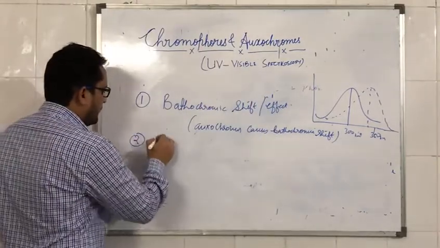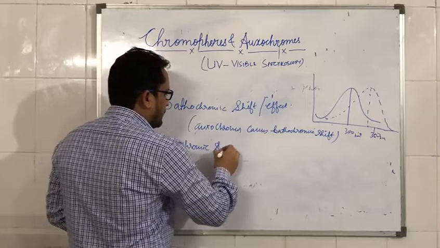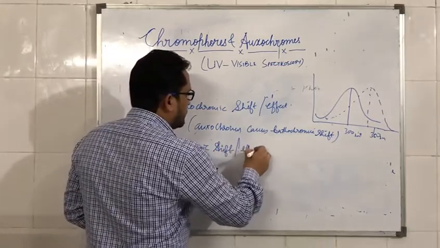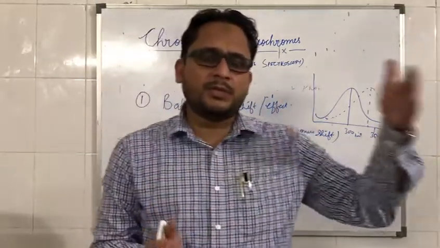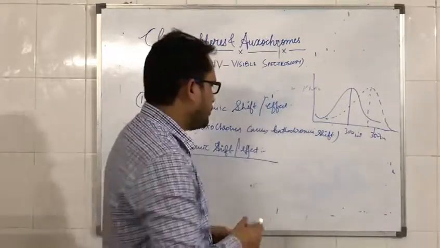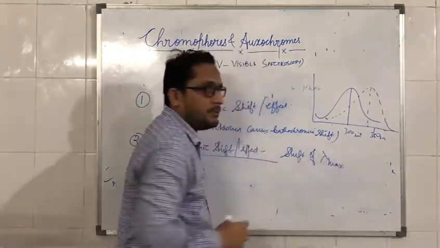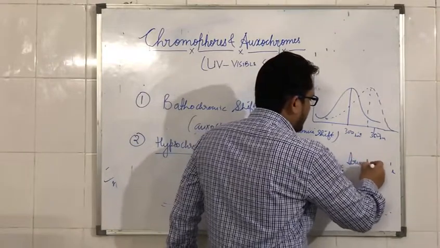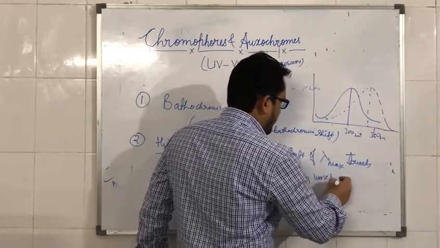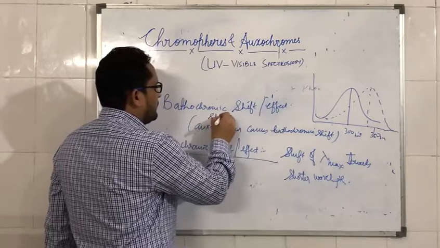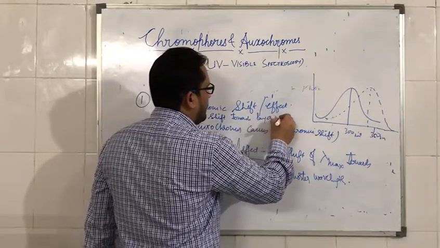Then we have hypsochromic shift. This is exactly opposite to the bathochromic shift. Hypsochromic shift means shift of absorption maximum towards lower side, towards lower wavelengths, shorter wavelength. Shift of lambda max, because absorption maximum is known as lambda max, towards shorter wavelength. Here, for bathochromic, we have shift towards longer wavelength.